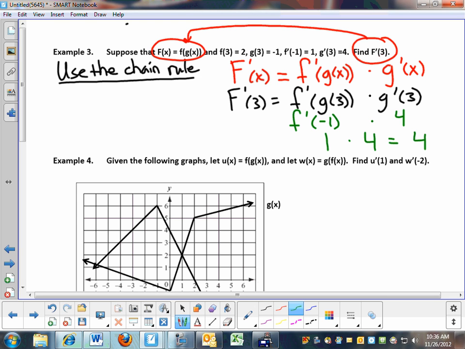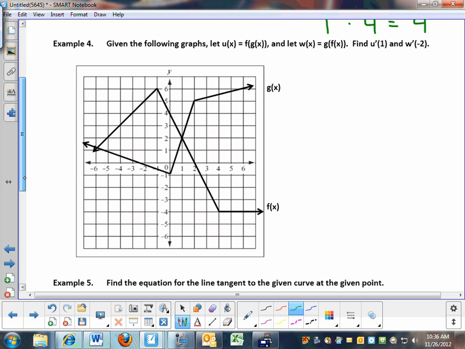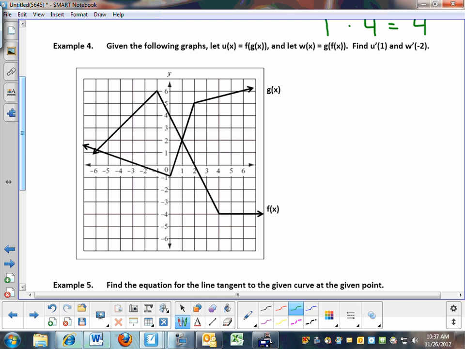So, any questions there? Write out your composition, perform it. All right, let's try one that's graphical. I'm going to color the one in blue so we can see it better. And then the other one I'm going to color in red.